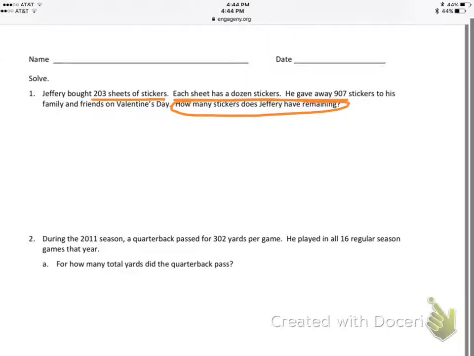So first of all, I need to find out how many stickers he had in the first place. And so I'm going to start by setting up my problem. 203 sheets of stickers. So I can write that down, 203. And I might even write sheets to remind myself. And then each sheet has a dozen stickers. And I know that a dozen is 12. So if each sheet has a dozen stickers, I'm going to multiply 203 times 12. Since for the most part you're familiar with double-digit multiplication, and this is just putting it into practice with words, I'll go ahead and do that work and be right back.